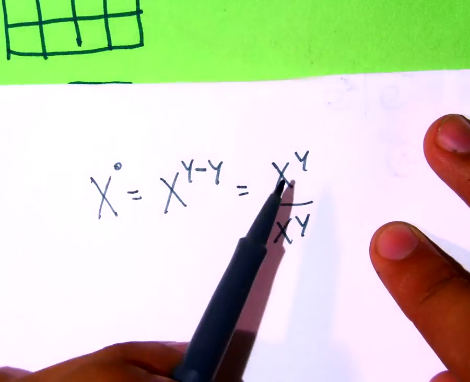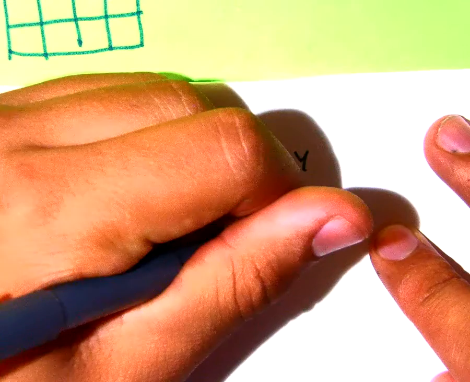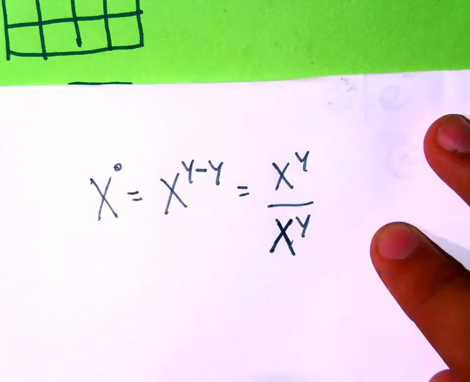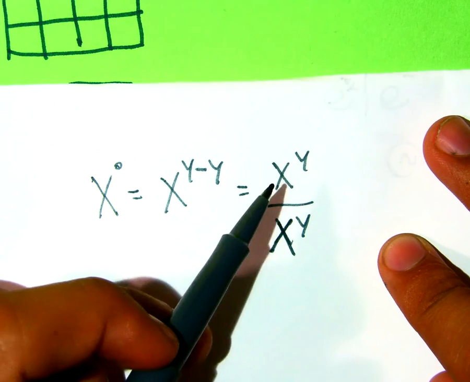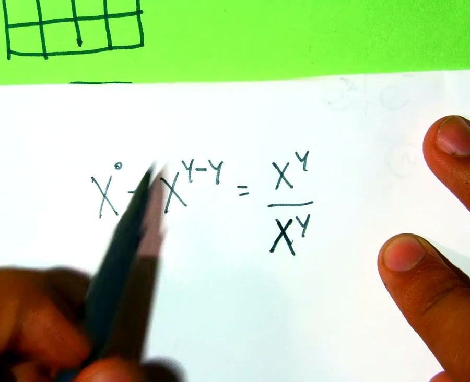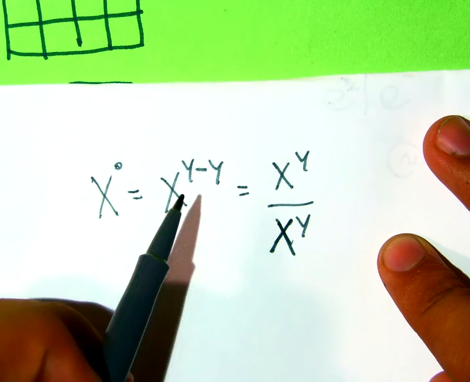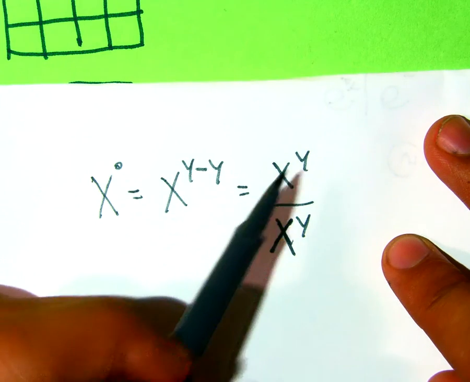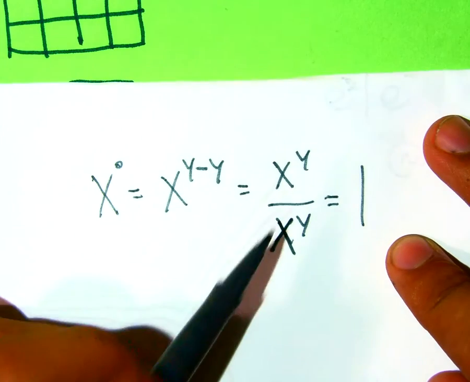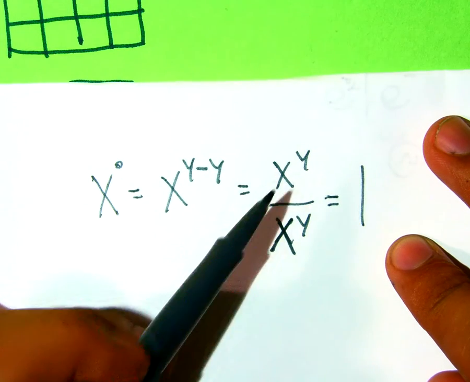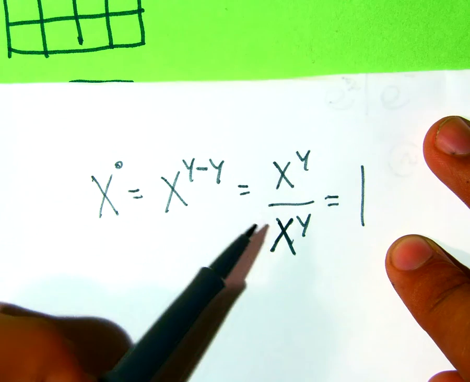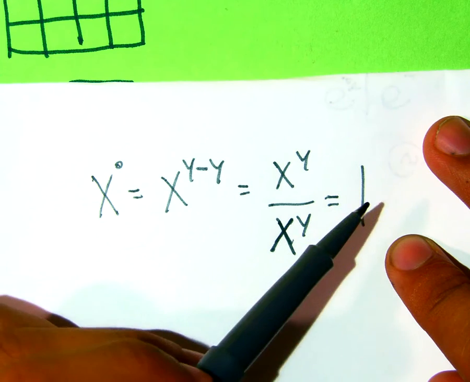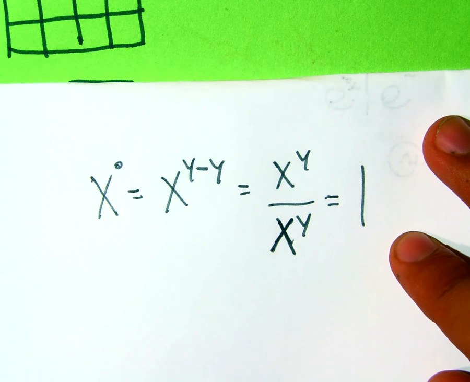Because when we divide, this should be that y is an exponent. When we divide two of the same variables, we can subtract the exponents. That was one of our properties. So we can go from here to here, and then x to the y over x to the y, that's 1. This is like 5 over 5. You have the same thing over the same thing. So when you divide something by something, and they're the same, we get 1. So that's why x to the 0 is always 1.